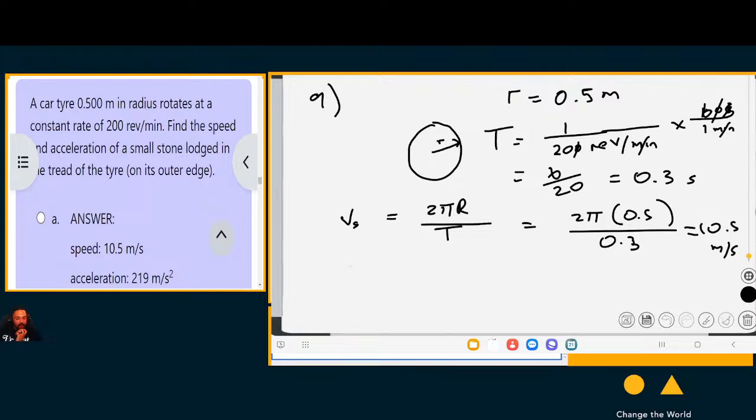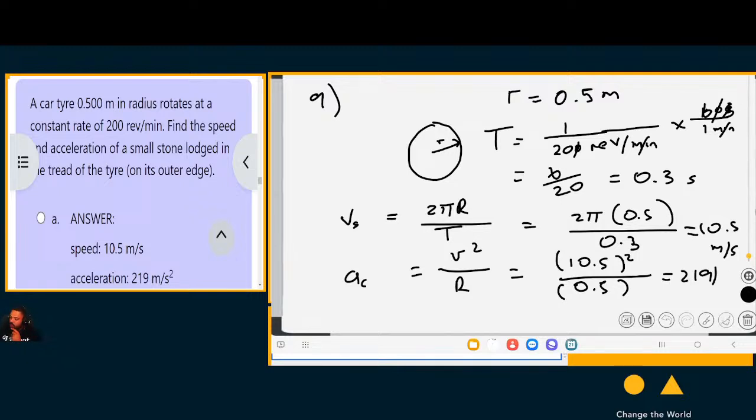Now, what's the centripetal acceleration of this stone? That is the speed squared divided by its radius. We've already worked out the speed is 10.5, so 10.5 squared over the radius of 0.5. That gives us an answer of 219 meters per second squared. Okay?